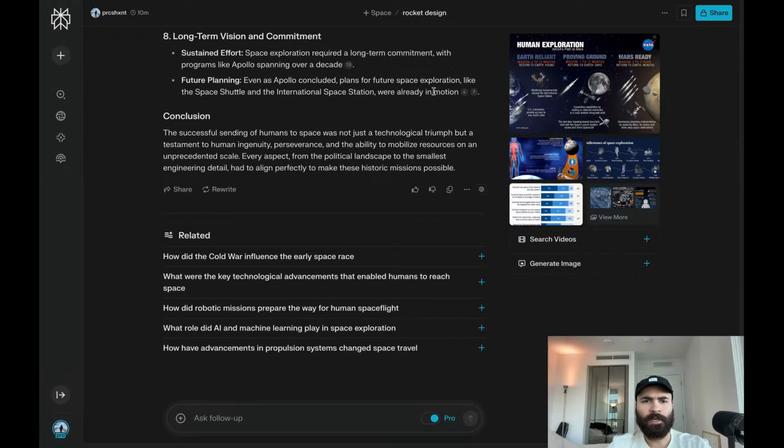The successful sending of humans to space was not just a technological triumph, but a testament to human ingenuity, perseverance, and the ability to mobilize resources on an unprecedented scale. Every aspect, from the political landscape to the smallest engineering detail, had to align perfectly to make these historic missions possible.